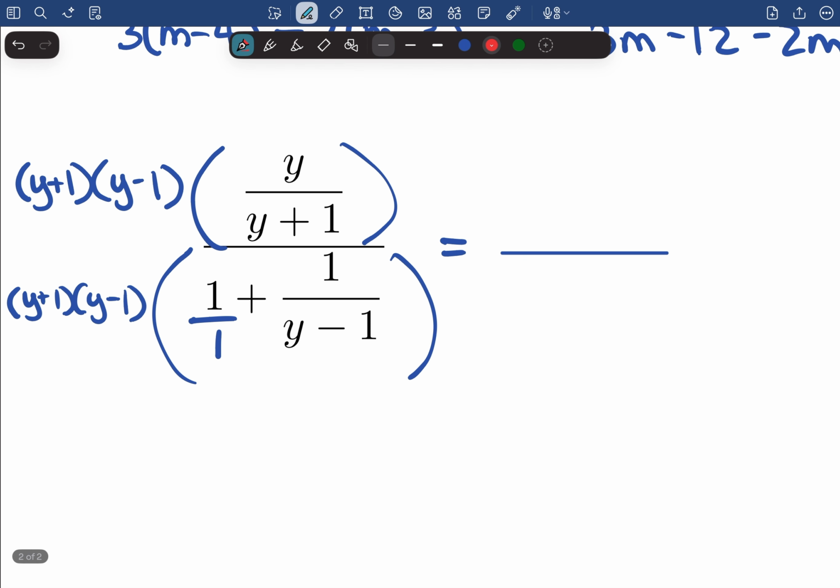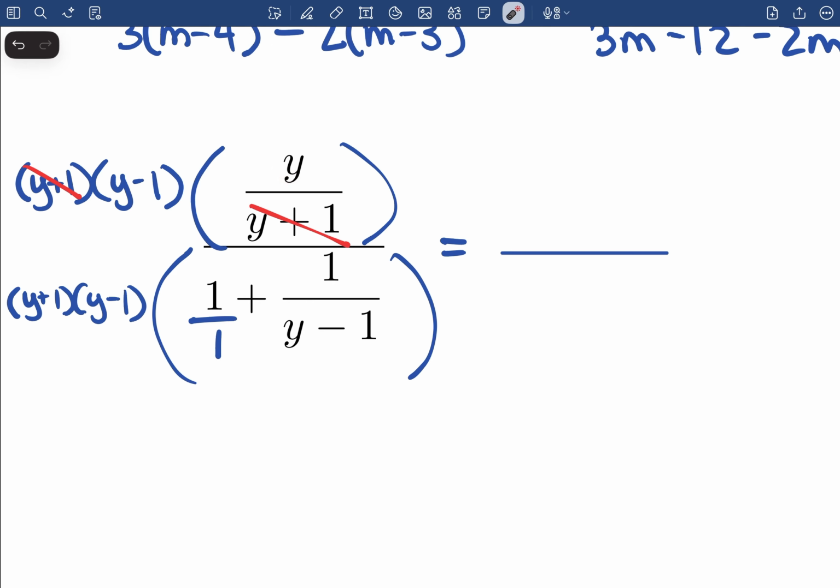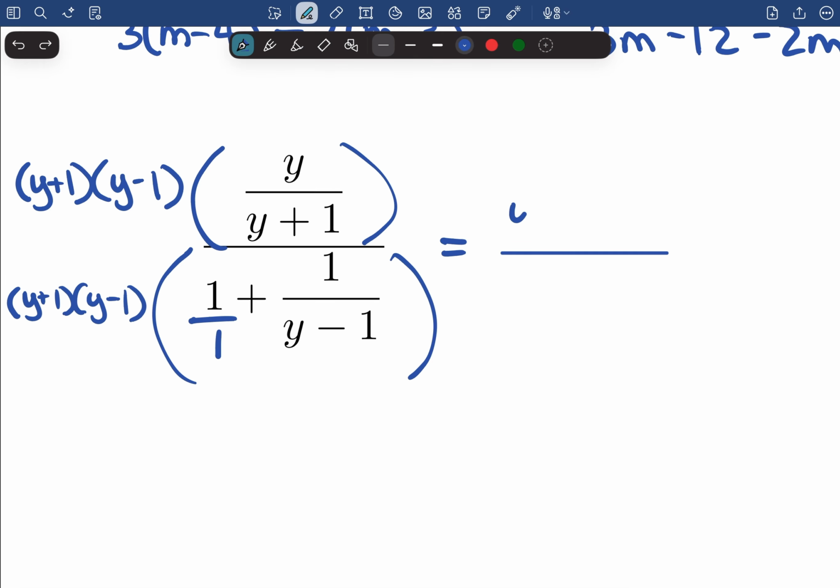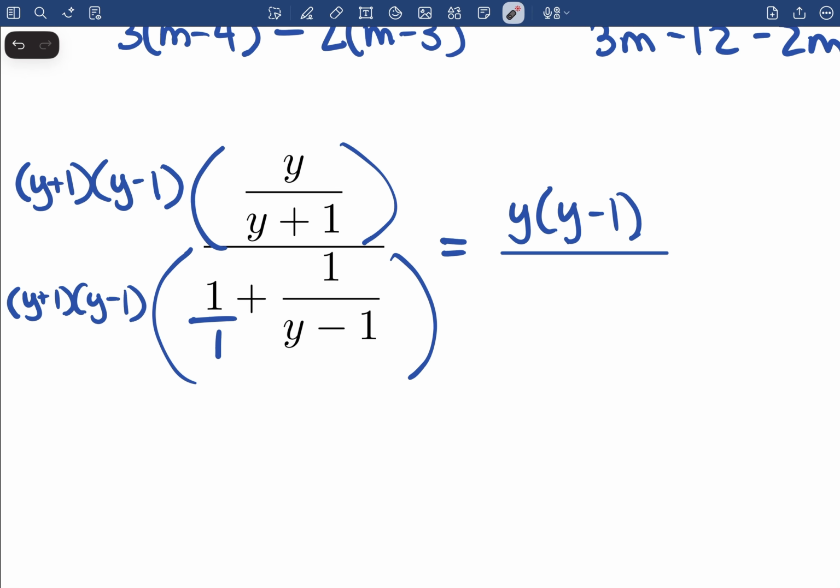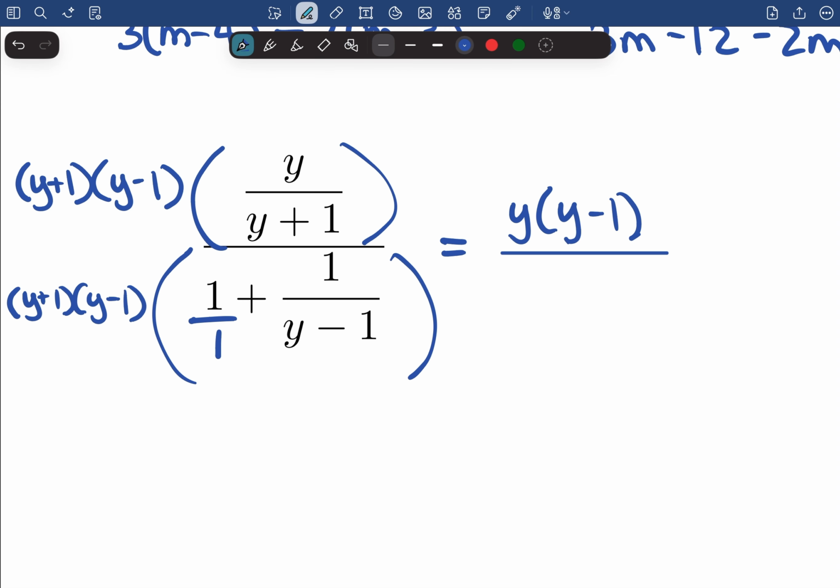And yeah, this y plus 1 cancels that y plus 1. And so y is multiplied with y minus 1. So that's why I'm writing right here, y times y minus 1. Okay, and now moving forward, these don't cancel this at all. So this 1 is multiplied with y plus 1 times y minus 1. Nothing canceled. So I write y plus 1 times y minus 1.